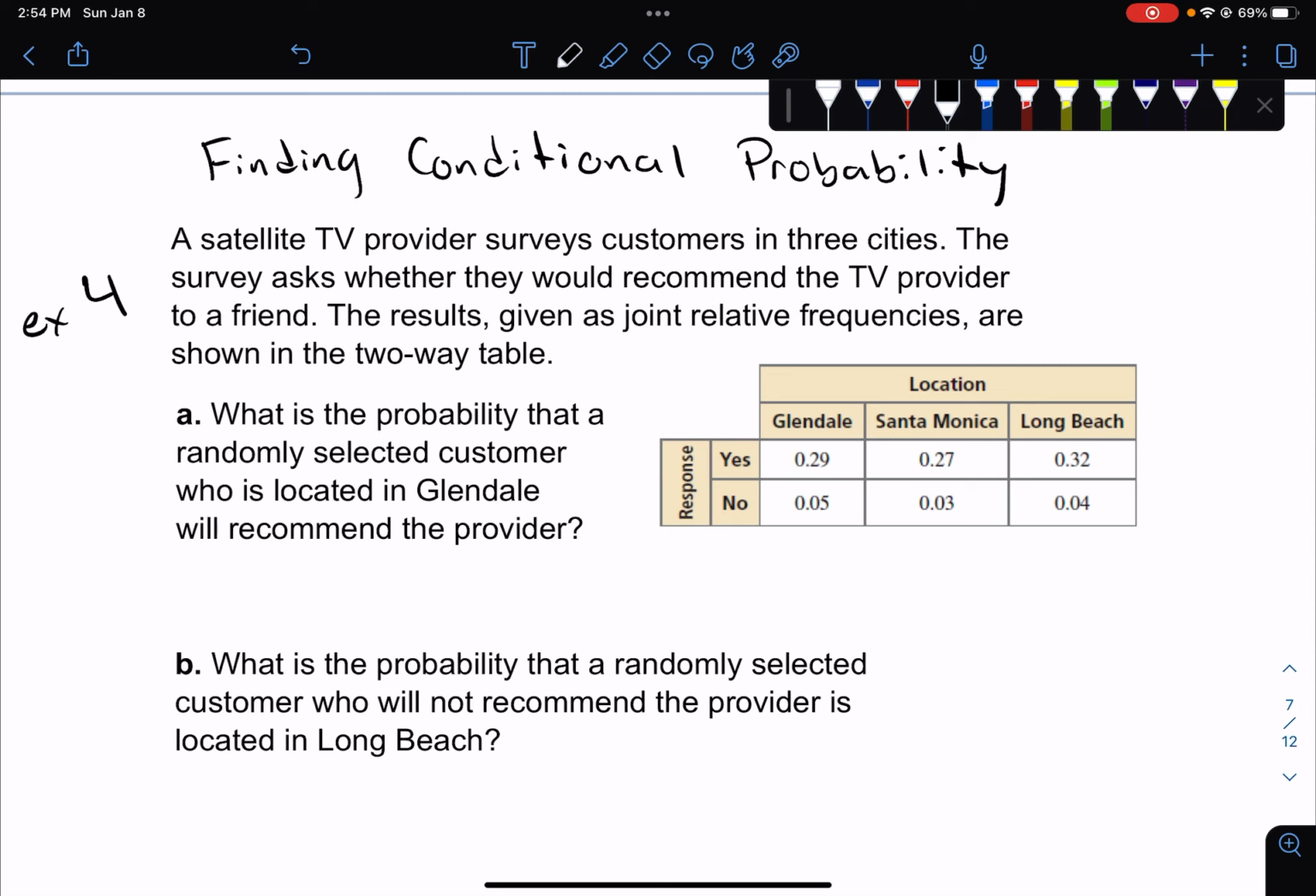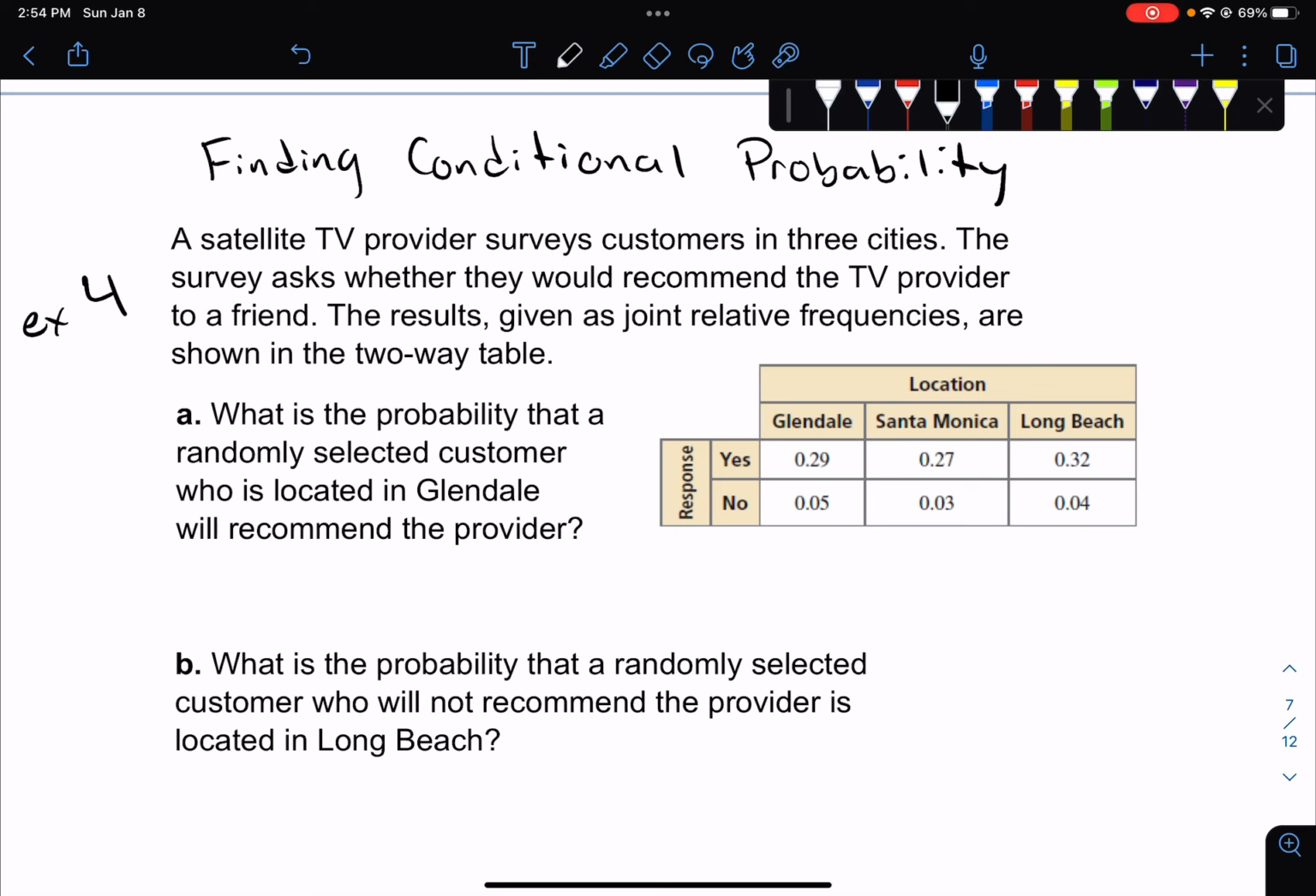A satellite TV provider surveys customers in 3 different cities. It looks like Glendale, Santa Monica, and Long Beach. And asks them if they would recommend the TV provider to a friend. So this two-way table actually has 3 columns and 2 rows, right? You're comparing 3 cities and if the people in those cities would recommend their provider or not recommend their provider.